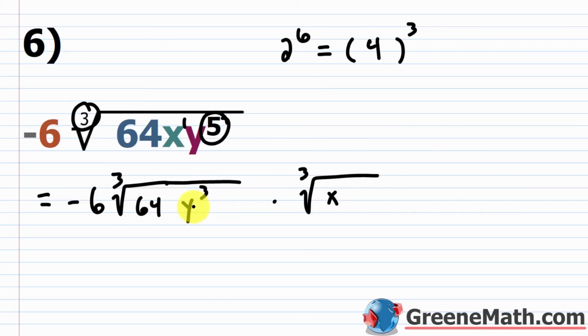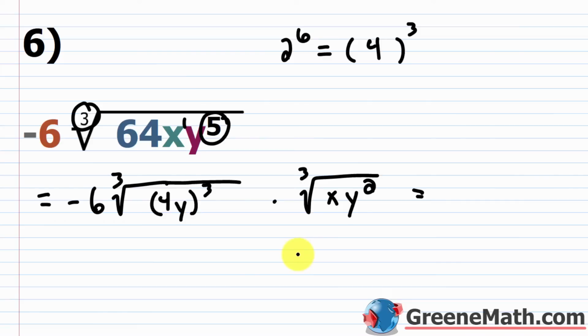5 minus 3 would give me 2, so I want y squared here. Again, if you go back through and do the multiplication, y cubed times y squared gets you right back to that y to the 5th power that you have there, okay? And for clarity, if you want, you can write this as 4y being cubed like this. Again, it's your personal preference.